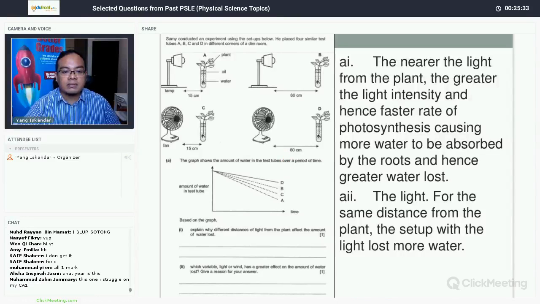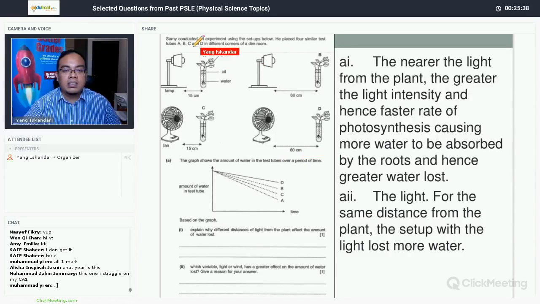Next question. I give you 2 minutes to look at this question. I think this is a question from last year or 2 years ago.